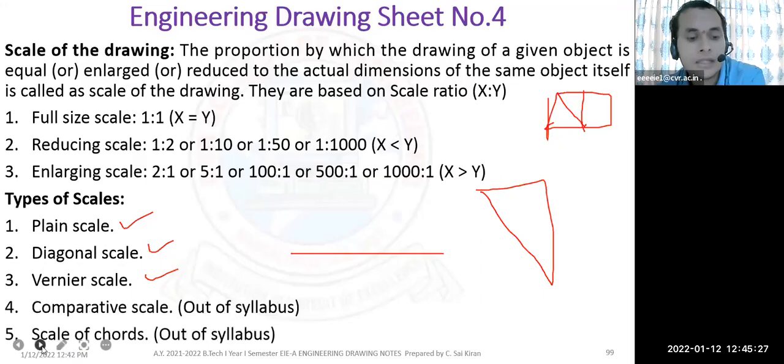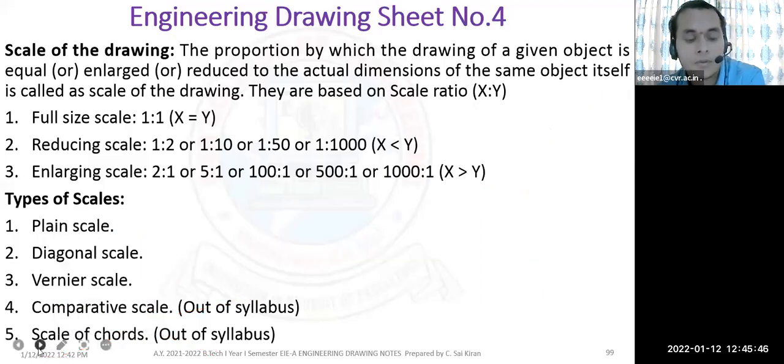And the next scales are comparative scales and scale of chords. They are out of syllabus, so we don't discuss these two scales. You can find them in your textbook, but only mechanical and civil students discuss this type of scales. For all the other branches, they don't discuss the 4th and 5th scales. So I'm going to the next slide.